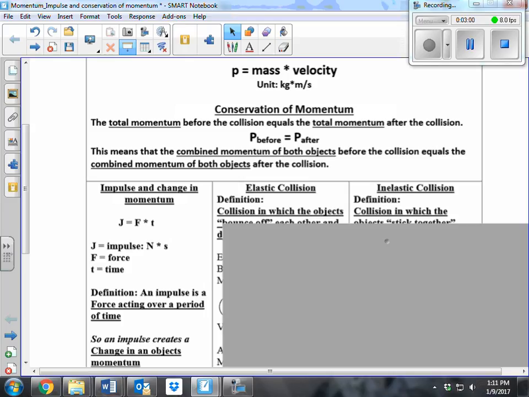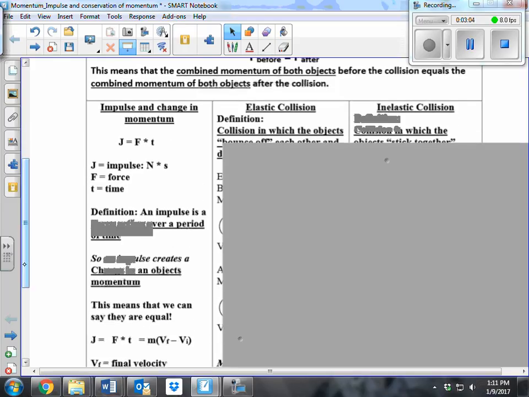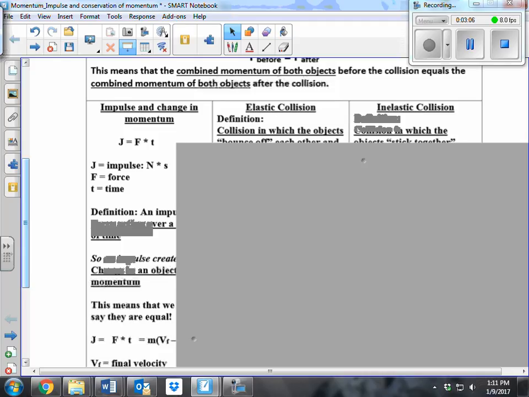Yeah. So impulse and change in momentum. So as we talked about in class, impulse is your force times time. And so force is measured in newtons, time is measured in seconds. So impulse is just your force times your time.